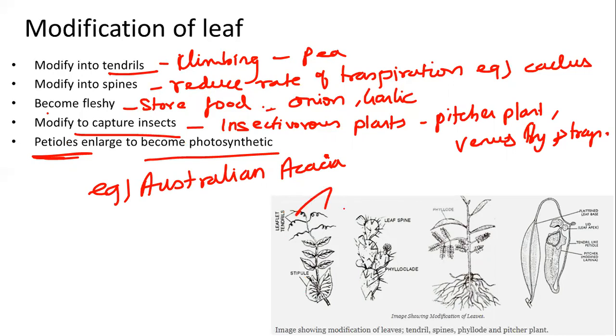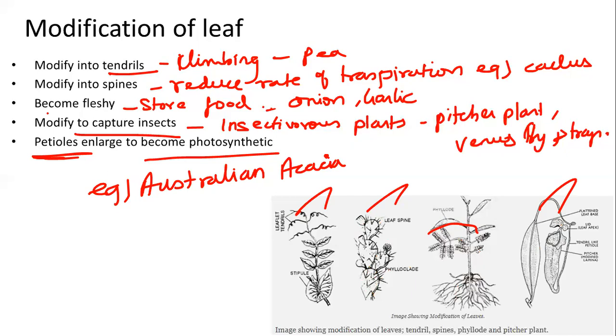This shows the modification into tendrils. Here you can see the spines, present for reducing the transpiration rate. Those leaves are called phylloclades, and here phyllodes will be produced. And here is an example of pitcher plant which traps the organisms or prey. And the last one is petioles, which help in photosynthesis also.